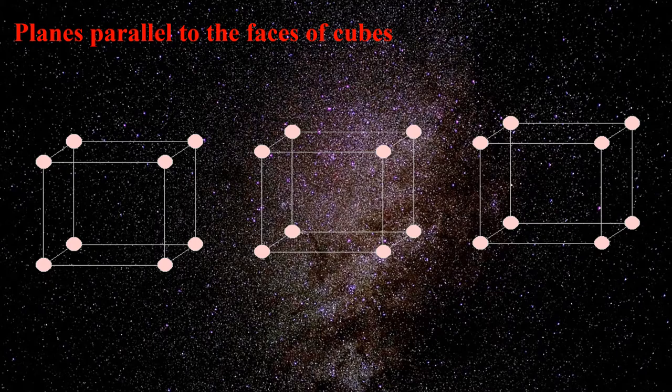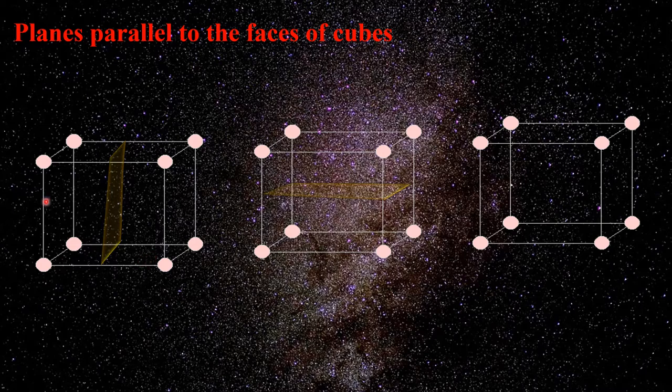Here you can see these are cubes, and this one is a plane that is parallel to the faces of the cube, that is, it is parallel to this face and this face. Here you can see that on both sides of this plane, the crystal is a mirror image of each other. This side and this side are equal to each other. So this plane, parallel to both this face and this face, divides the crystal into two parts which are mirror images of each other.